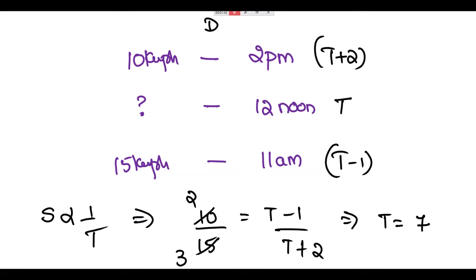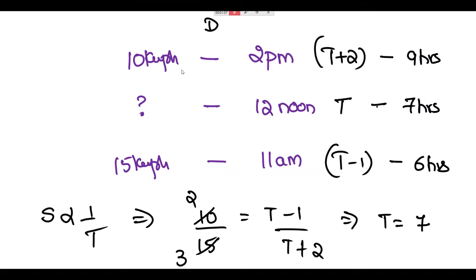Minus 3 will go to that side. T will be 7 hours. So correct time taken is 7 hours to reach the destination. 2 hours late means it is 9 hours. 1 hour early means 6 hours. Now we can fix the distance.